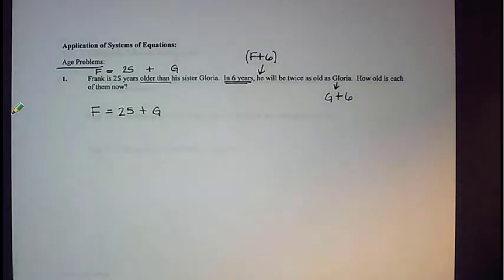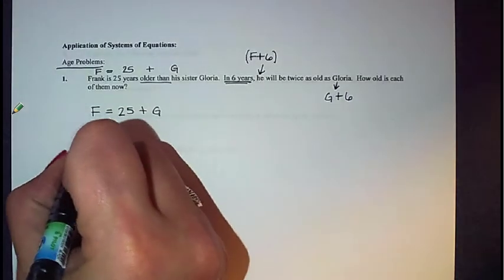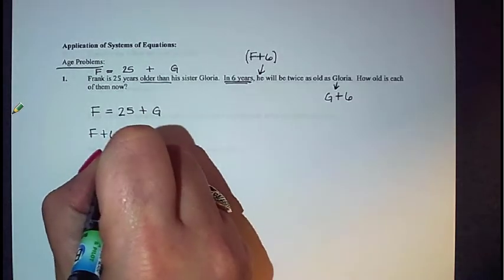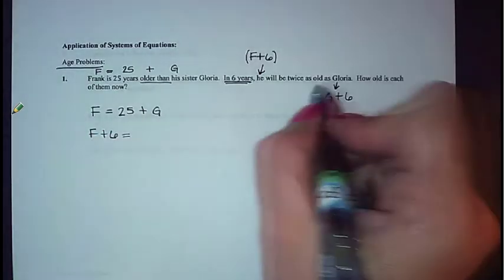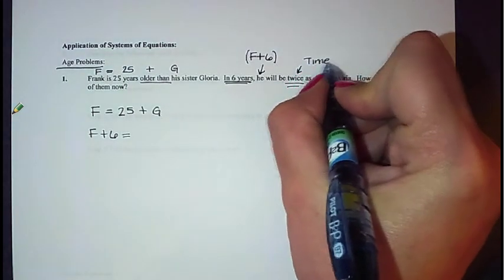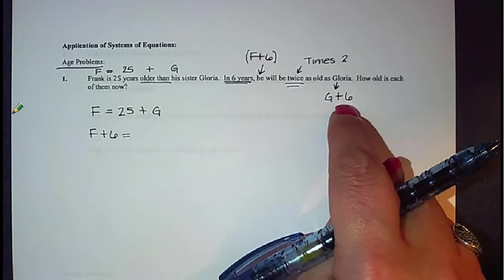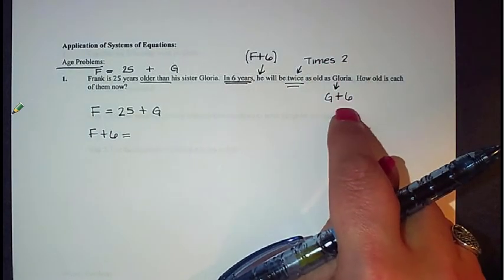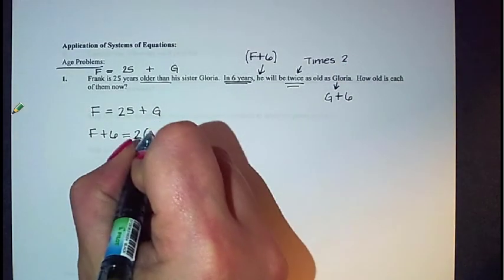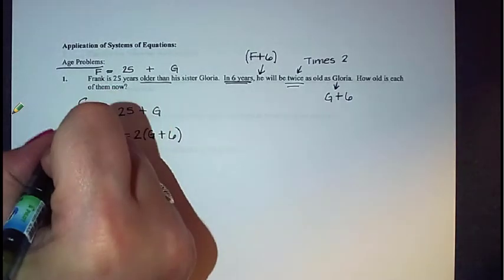So then we can look at our statement and say, okay, that's Frank, F plus 6, his age in 6 years. "Will be" is kind of like "is," so that's our equal sign. And "twice as old" is specific, that means times 2. So we're going to multiply Gloria's age, which is G plus 6. Remember, in 6 years, she's going to be 6 years older. So we need parentheses: 2 times G plus 6. And there are our two equations.